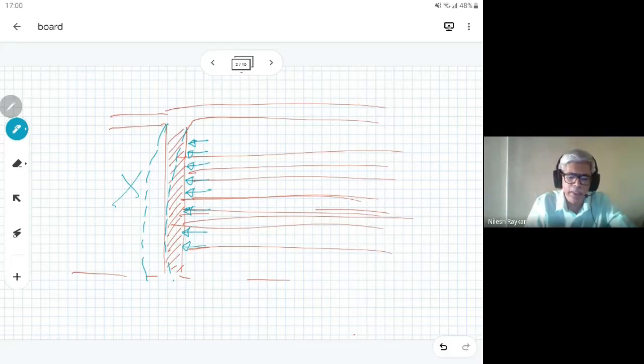The tube sheet is held at the two ends. There may be a bolted or welded joint at this point. There is some joint here which prevents the displacement of the tube sheet, and as a result the tube sheet bends in the manner which I have drawn.